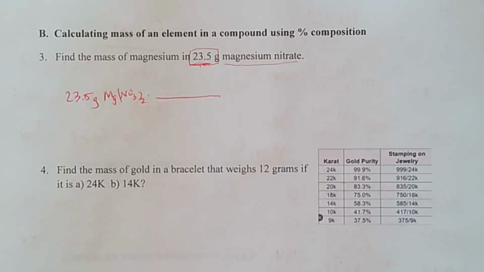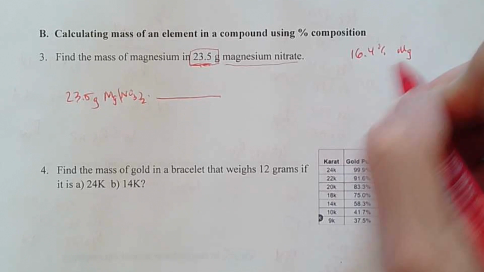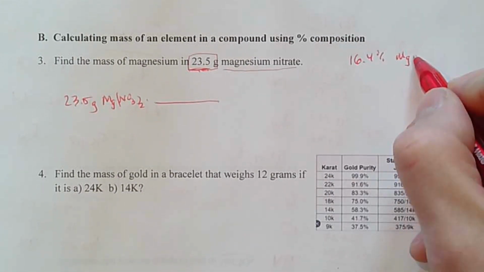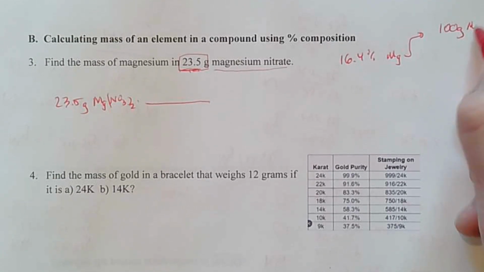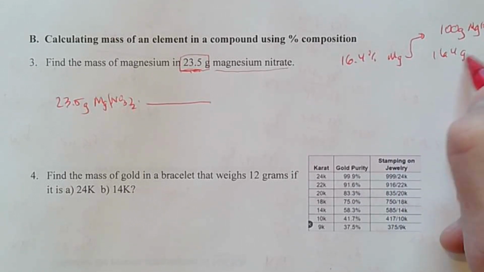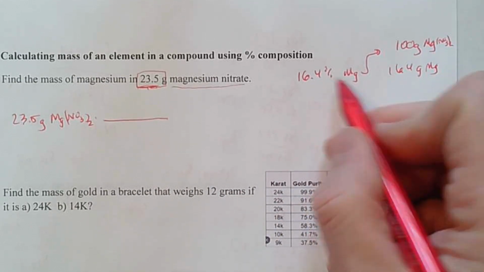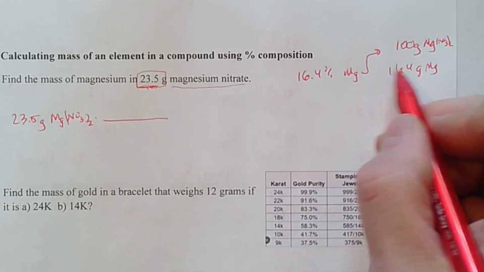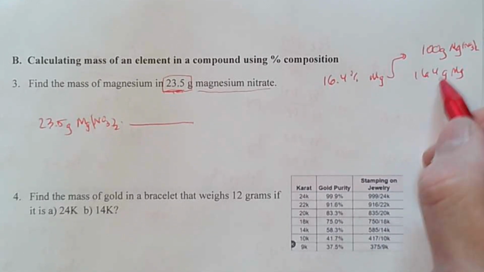So what does a percent mean? If you know that something is 16.4% magnesium, that is another way of saying, if you have 100 grams of this compound, so for every 100 grams of magnesium nitrate, you have 16.4 grams of magnesium. That's what this means, and that is going to be your conversion factor for this.